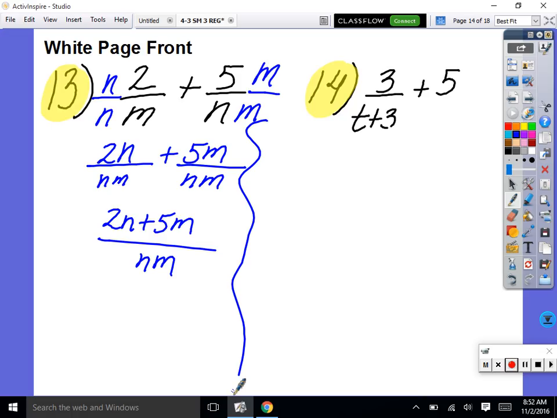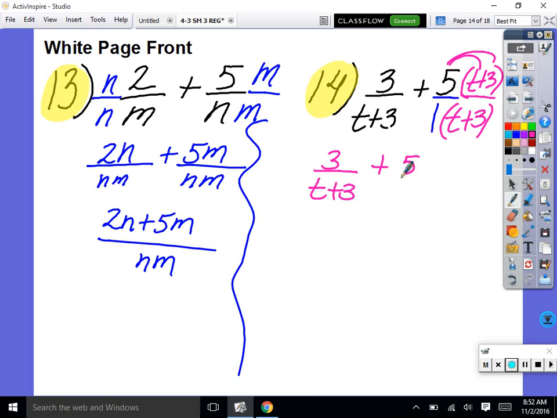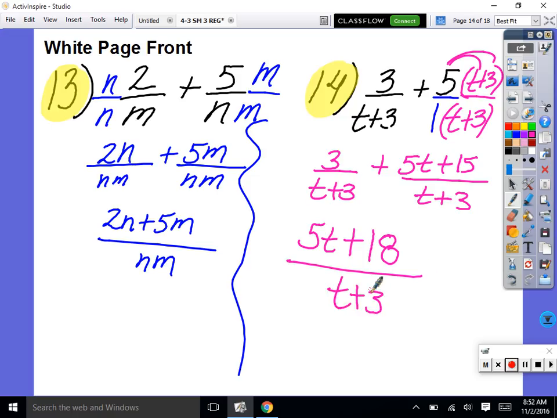Okay, let's do 14. What's the denominator on 5? 1. So what's the least common denominator? T plus 3. So are we going to do t plus 3 over t plus 3? Throw parentheses around that. So right here we have 3 over t plus 3. And then we have plus, we got to distribute. 5t plus 15 over t plus 3, right? Common denominator, so now we can combine the tops. So we have 5t plus 18, right? All over t plus 3. Does everybody see where I'm getting 18 from? Okay, then you'd say, does it factor? No, so there's our answer. So pretty easy, some of them.